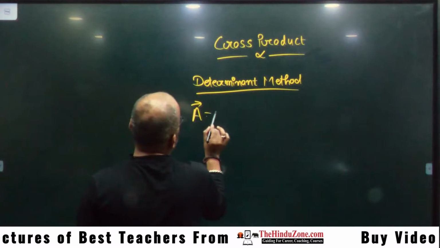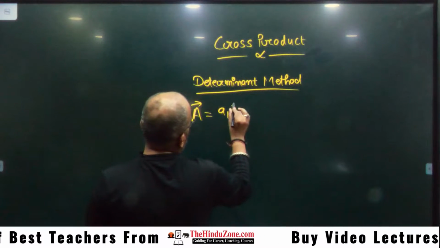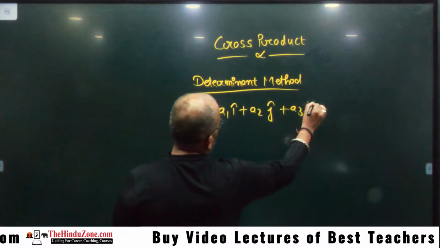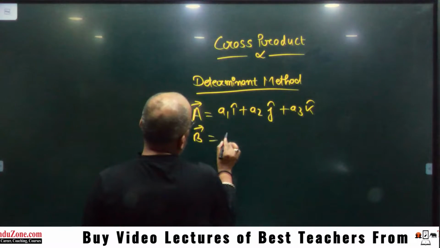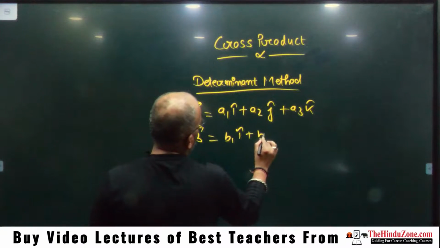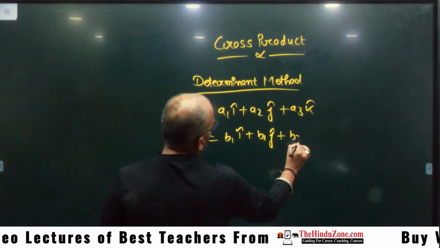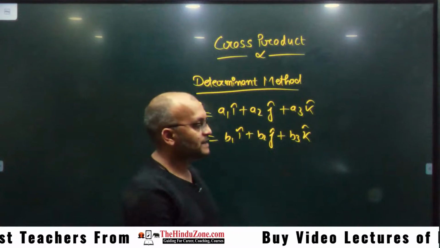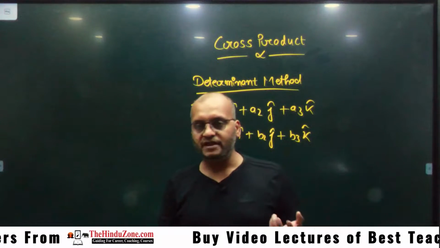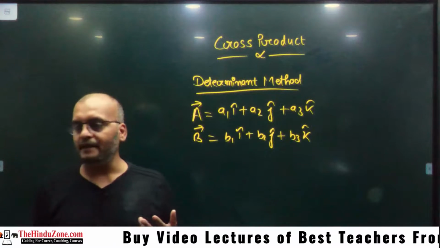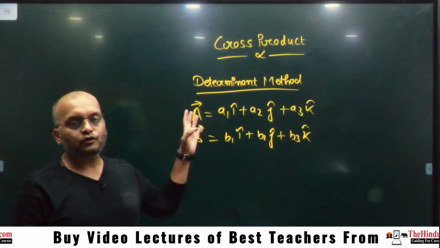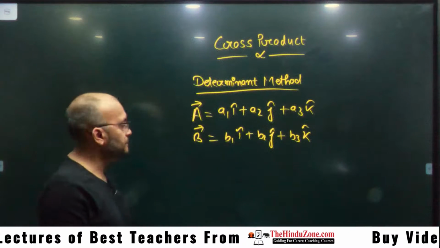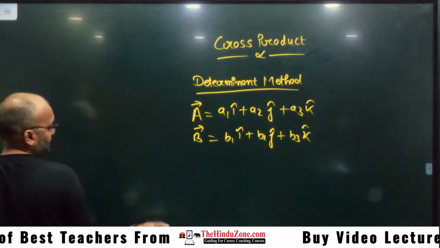Suppose vector A is A1 I cap plus A2 J cap plus A3 K cap, and vector B is B1 I cap plus B2 J cap plus B3 K cap. Right. Now see, determinant is a tool that is used in mathematics. It's a mathematical tool and we use this tool to solve the cross product of two vectors. Okay, so how to do it?